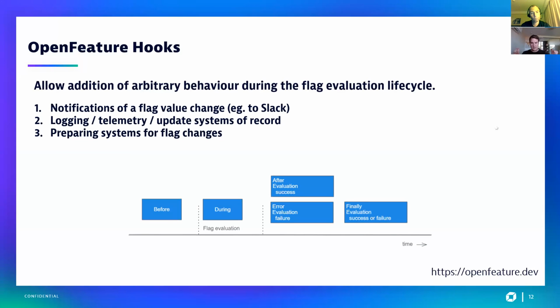So in terms of time, obviously the dotted line is where the flag evaluation actually occurs, but you can hook into before, during, after, and after has kind of two. After is when the evaluation itself was a success or when it failed. So you can decide based on what you need to do and when you need to do things. And then, like most languages, OpenFeature has a finally, which happens afterwards, regardless of success or failure. So you can build up quite complicated workflows with this.